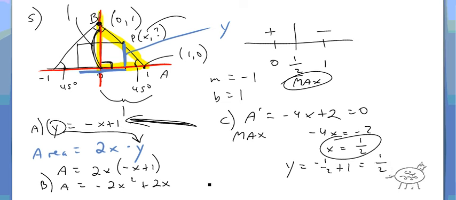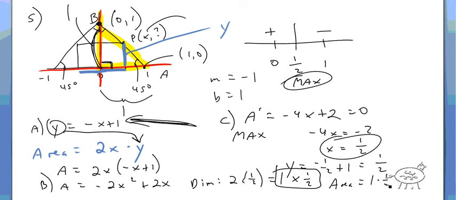So the dimensions of that rectangle, I'm running out of room here. First of all, you guys agree that it's 2x, so it's 2 times 1/2, which is 1. That's one dimension, and the other dimension is the y value. So it's 1 by 1/2. Those are the dimensions. And then the area, since it asks what is the largest area and what are the dimensions, is 1 times 1/2, which is 1/2 unit squared.